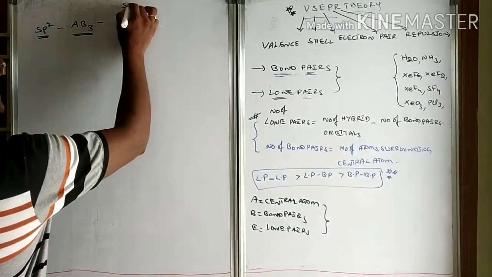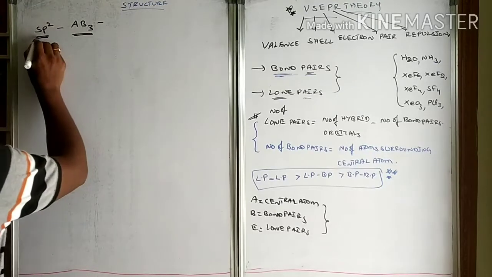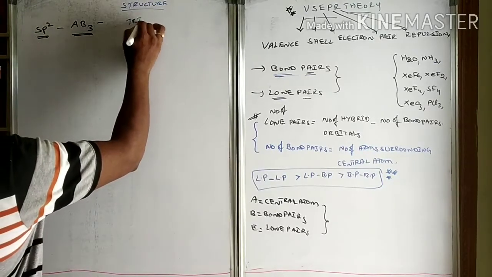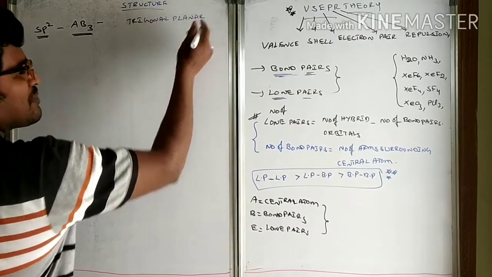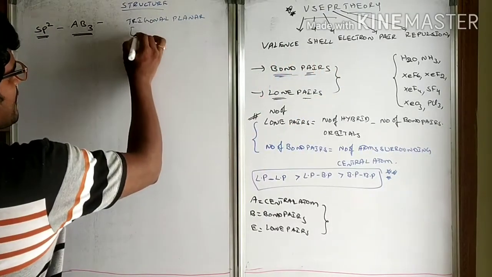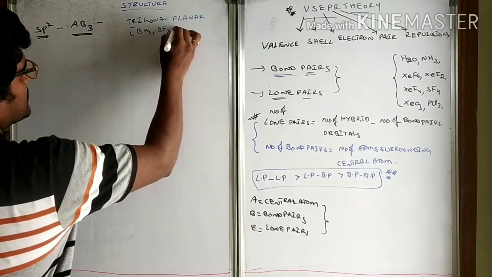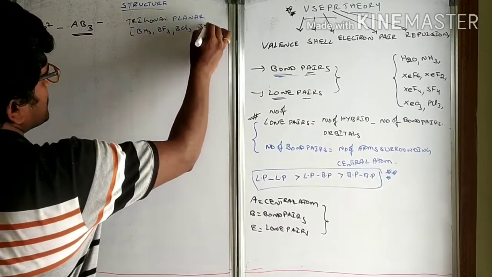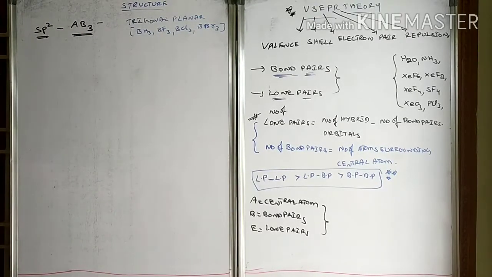So that's why the structure is, you know very well, sp2 hybridization means it will be trigonal planar structure or planar triangle structure. The examples we are having are BH3, BF3, BCl3 and then BBr3. Like that we can have so many compounds.